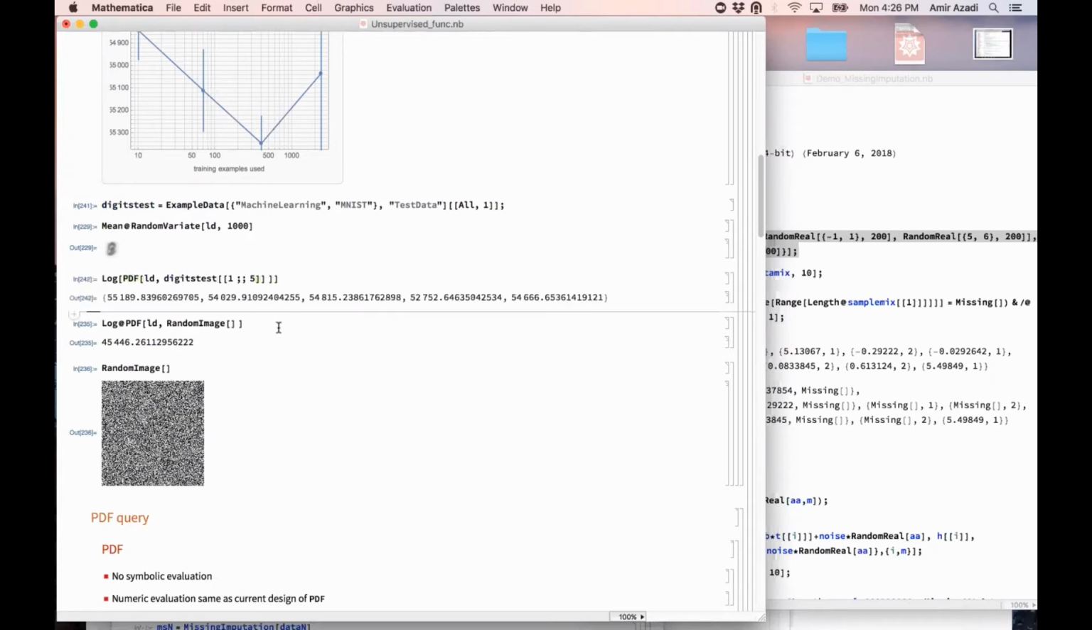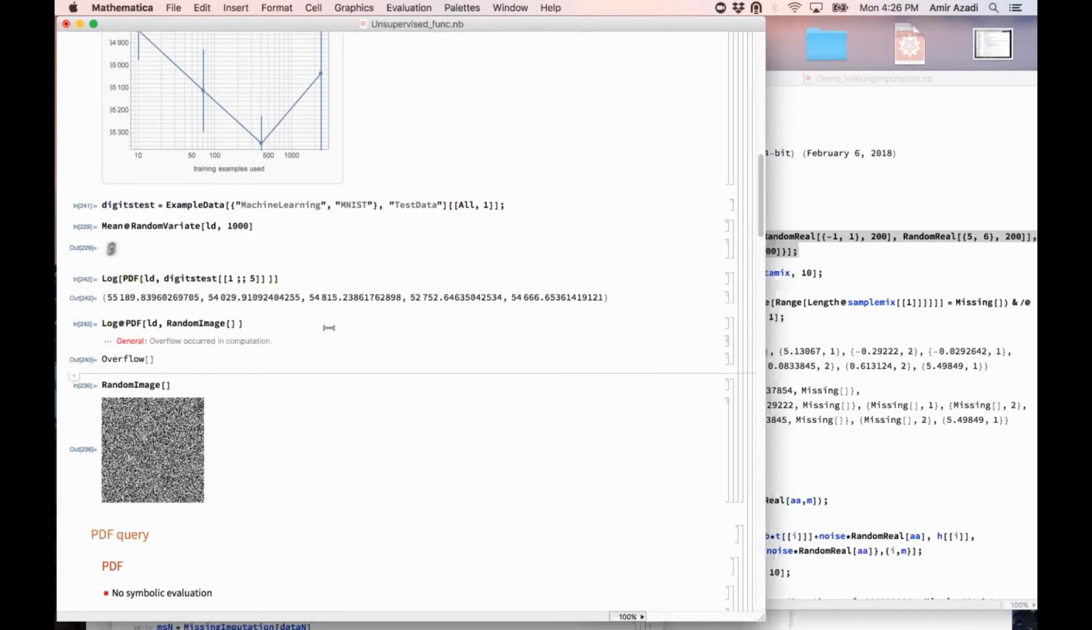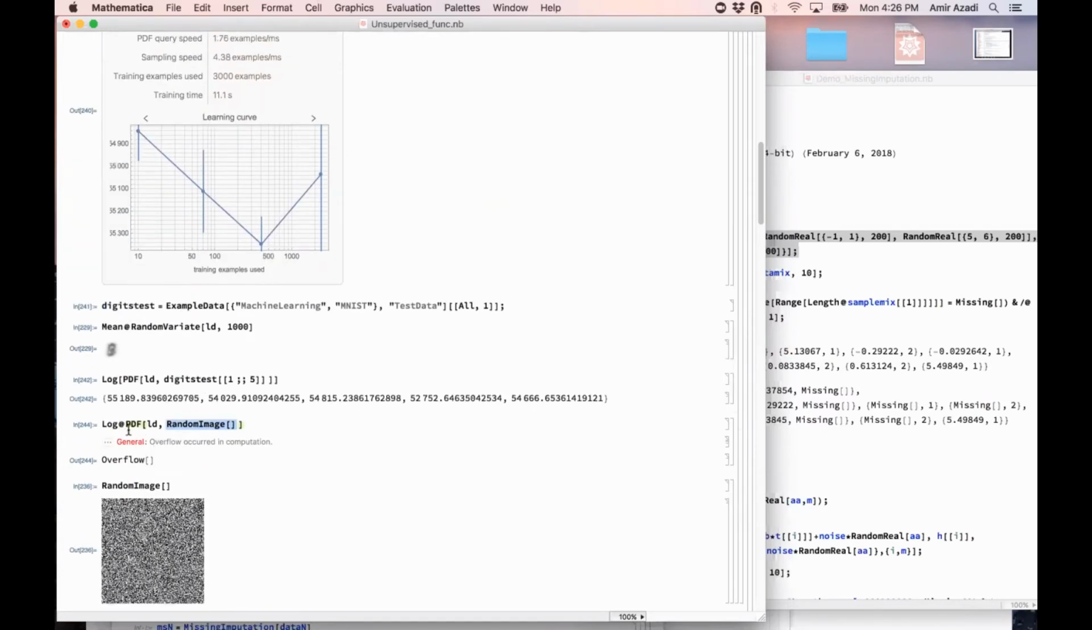Okay. So let's look at this. Those are huge. Try it again. I think there's a bug here. Do log PDF. Do log PDF. Because that's an undocumented one. That's strange. It's very strange. This one normally works very well. Yeah, it used to work, but.